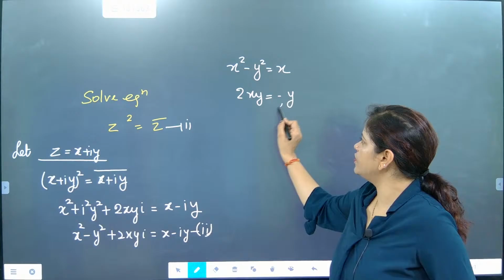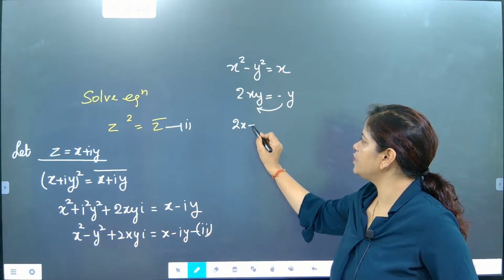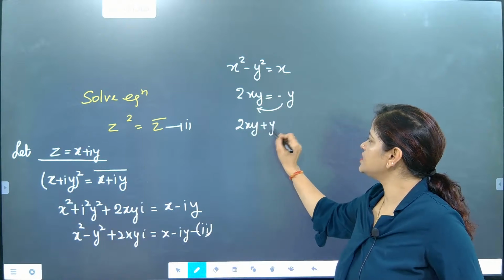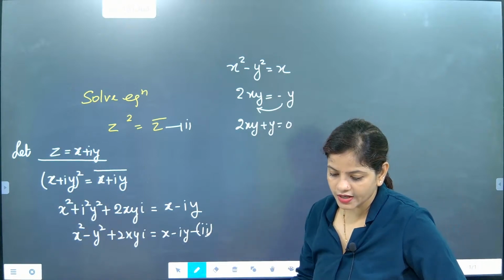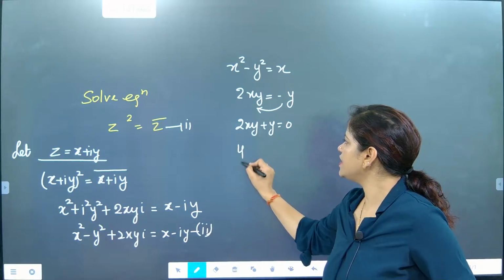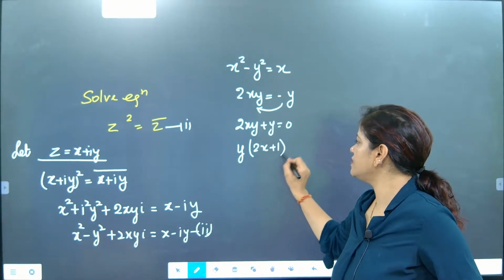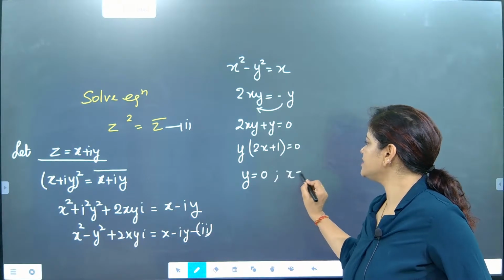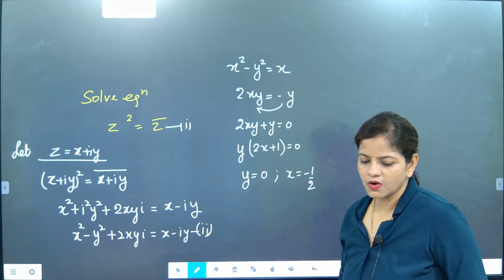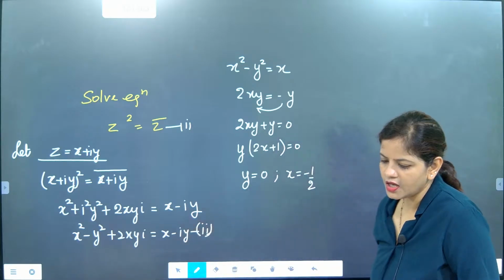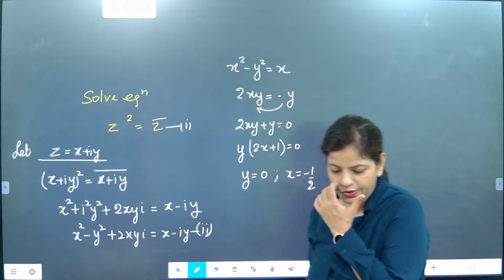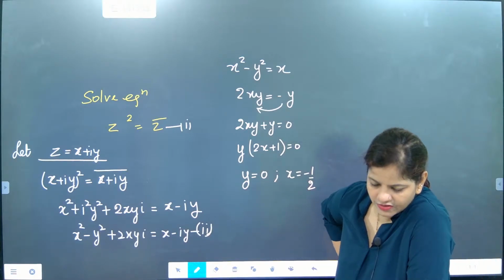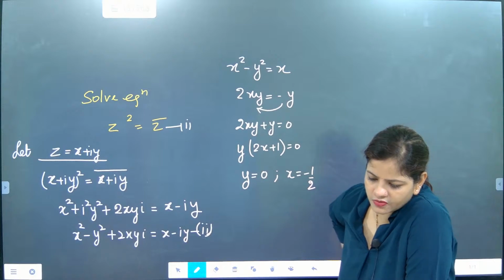First, we will shift it to this side. It will become 2xy plus y equal to 0. Now take y common, what you are getting: y times (2x plus 1) equal to 0. So one time y is coming as 0, one time x is coming as minus 1 by 2. So 100% two cases came. Let's check this one, we'll solve it.